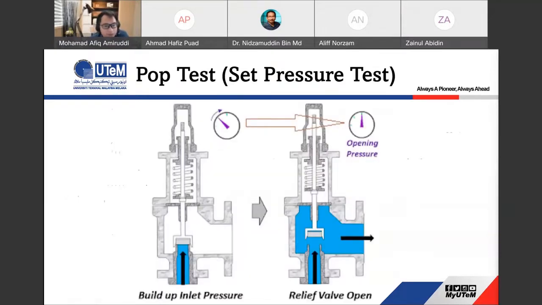So this is an example of the process. First, we build up the inlet pressure by putting nitrogen media inside the inlet, and then we increase the pressure until the set pressure. If the valve lifts at the set pressure, it means this PRV is okay, it's normal. But if the disc doesn't lift beyond 10% of overpressure, it means this PRV needs to be calibrated. So this is the pop test, the set pressure test.